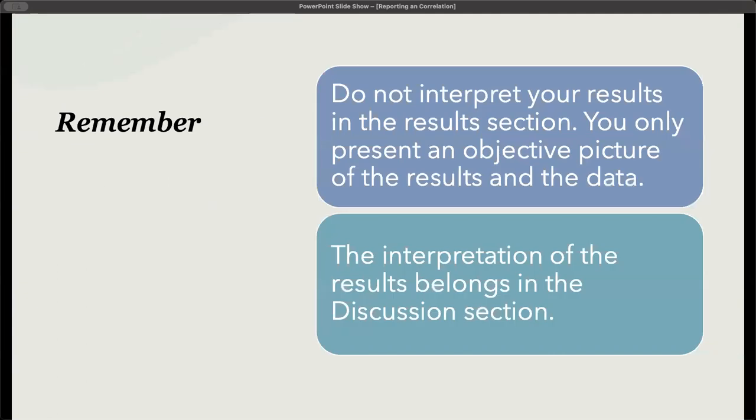So again, remember, do not interpret your results in the results section. You only present an objective picture of the results and the data. The interpretation of the results belongs in the discussion section.